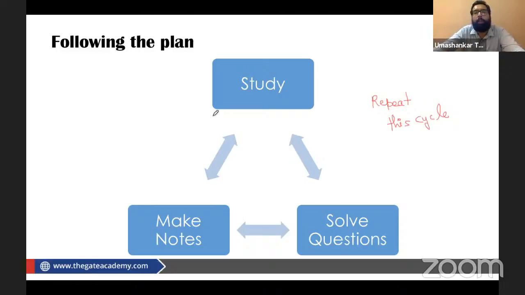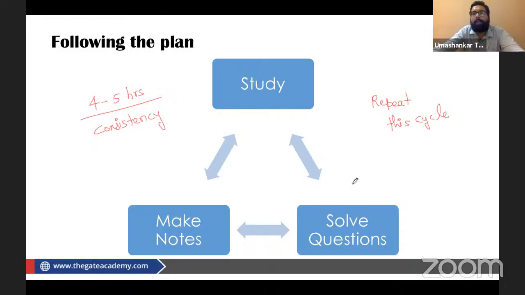How many hours should one study? Particularly if I say I studied 4 to 5 hours a day with the job. You understand, when someone is in a job, he cannot give more than this time. So what I suggest is, 4 to 5 hours are sufficient for GATE preparation, but do it with consistency according to the plan.